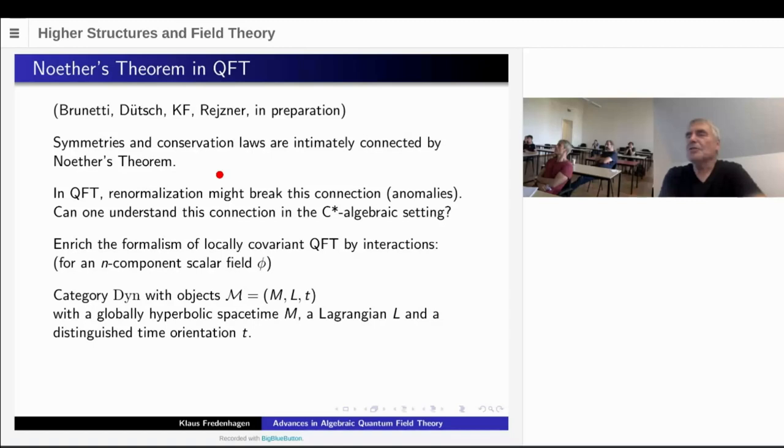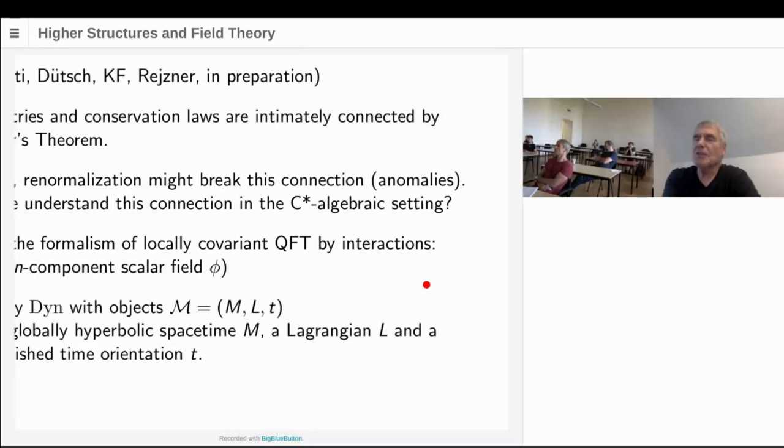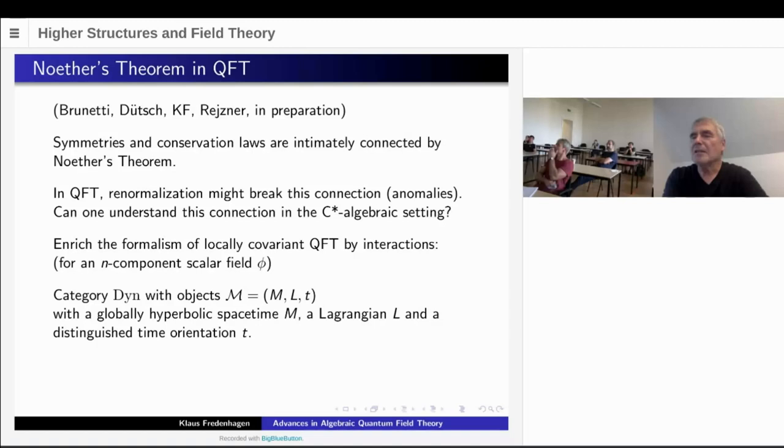So I want to describe our attempts to understand this connection in this C-star algebraic setting. Now, it turned out to be useful to enrich this formalism of locally covariant quantum field theory by adding further arrows, namely those arrows which correspond to interactions. So we look at a new category, which here is called Dyn, for dynamical spacetimes.